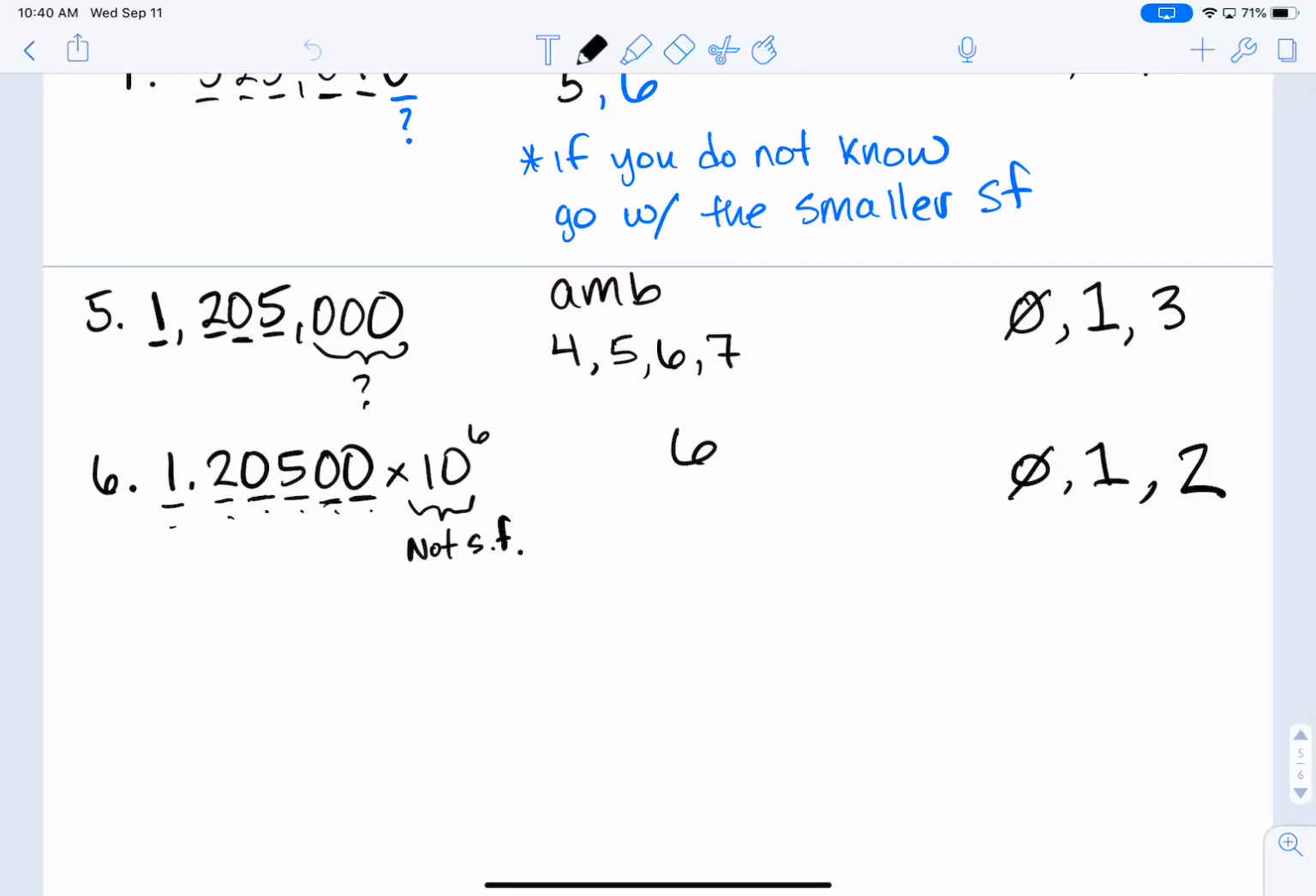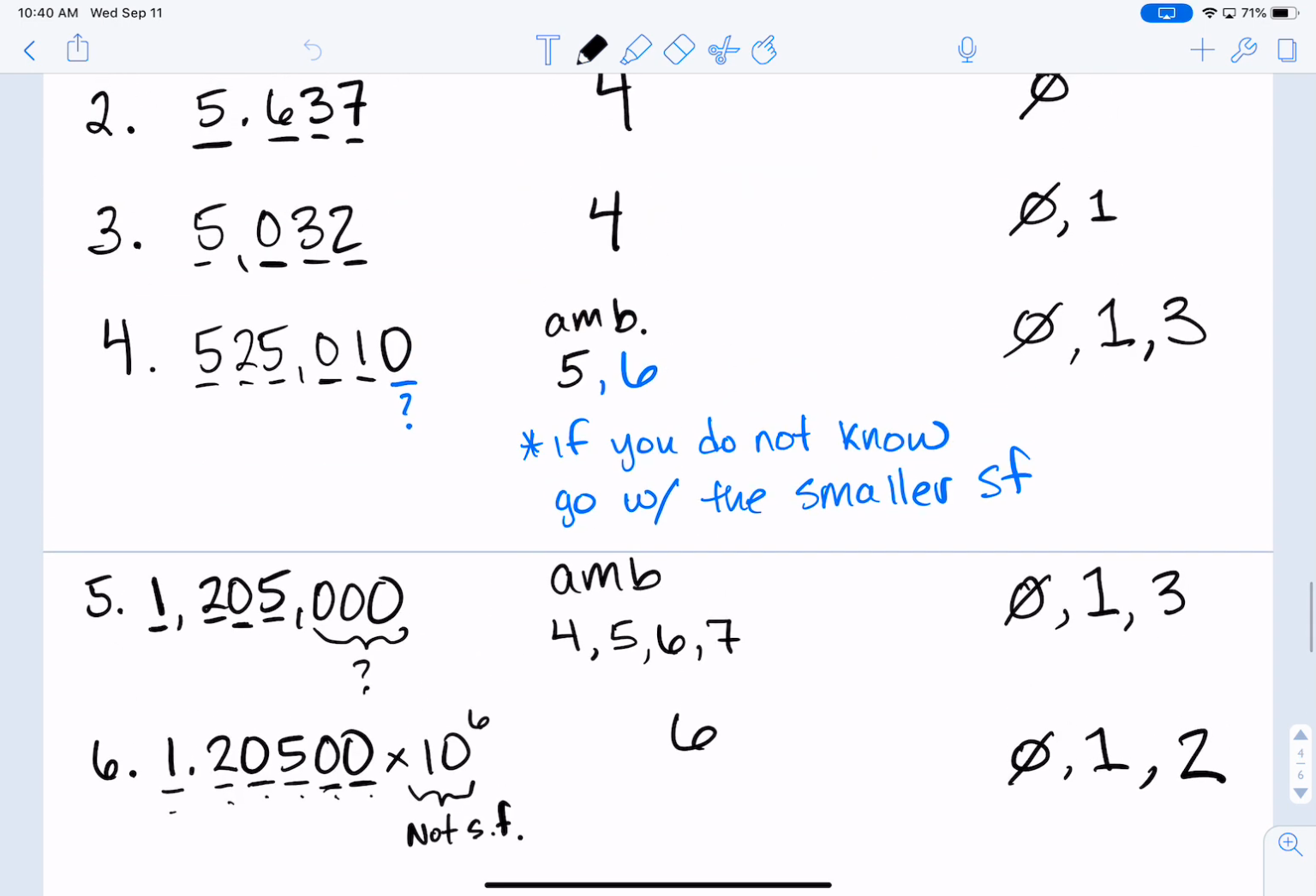All right, so yesterday we left off starting to figure out how to count significant figures. Just a quick review. Non-zero numbers count, right? 1, 2, 3, 4, 5, 6, 7, 8, 9. We count those as significant figures. In example number 3 there, a sandwich zero counts.